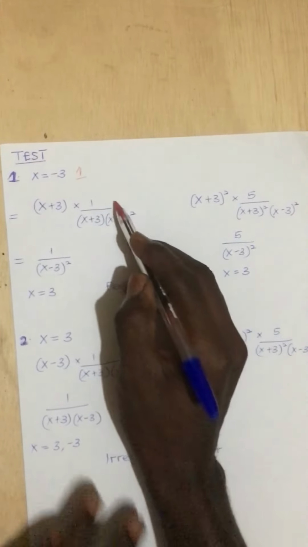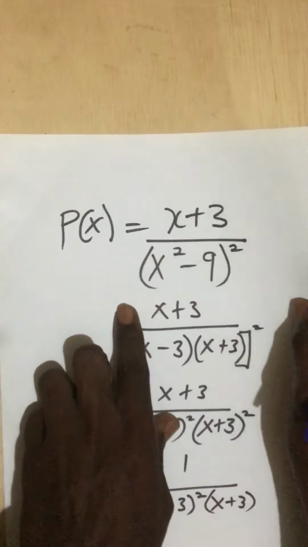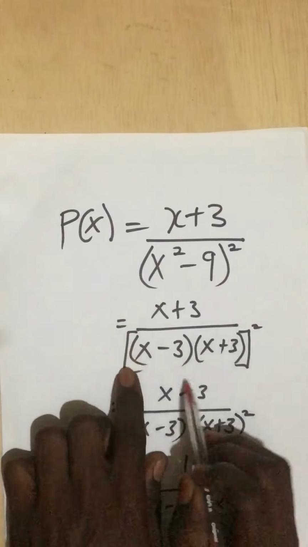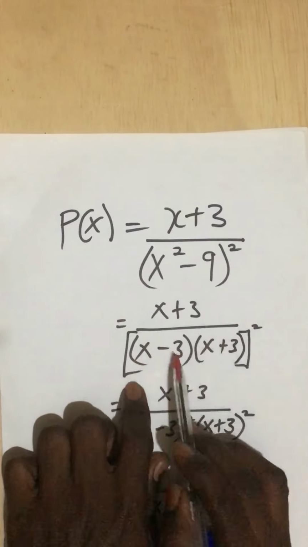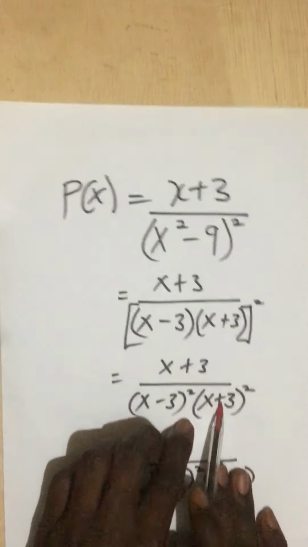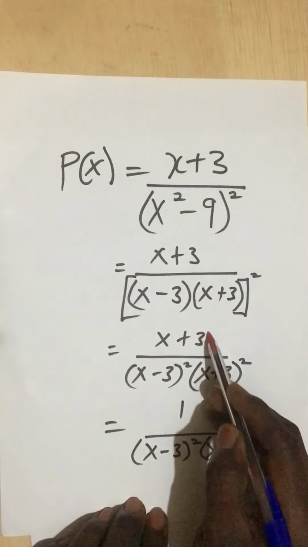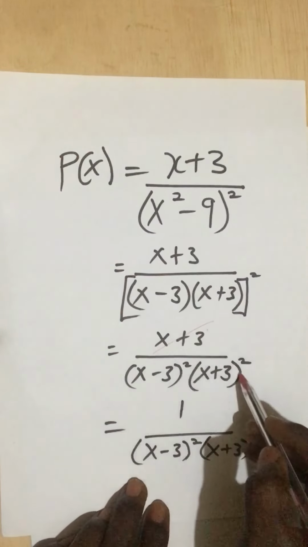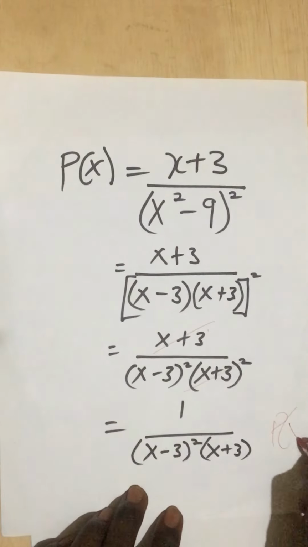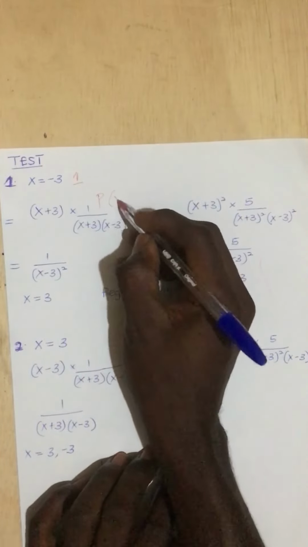So looking at this, we have this to be our p. We know our p is this. So we just expand this. When we expand it, this is a difference of two squares, so we get this square. The square will affect this, and then this. The x plus 3 will cancel one of these, so it will be left with this. So this is now our new p of x. Are you guys okay?